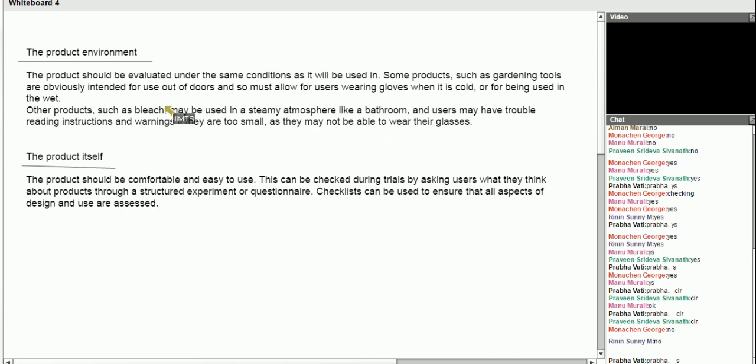Right. So the whole idea here is to keep the environment into consideration at the time of evaluating the product, and the environment should be similar to the condition in which the users will use the product.